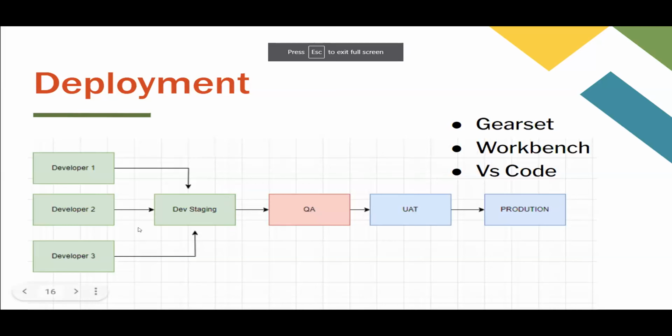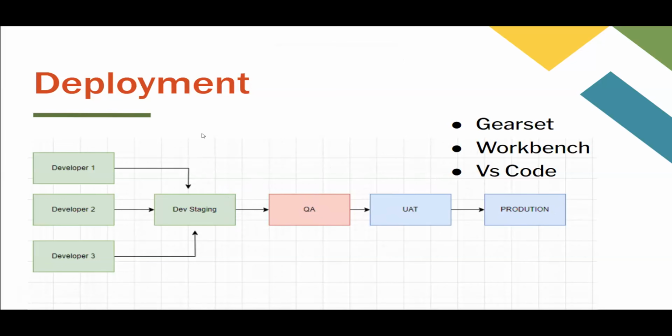We followed this deployment flow process in our project. We have four different environments: dev staging environment, QA environment, and we created four different orgs. One is dev staging, one is QA, another is UAT, and also the production environment.